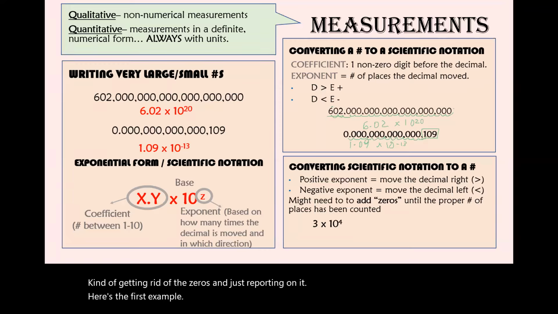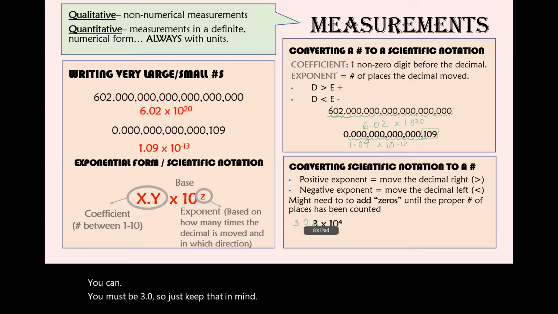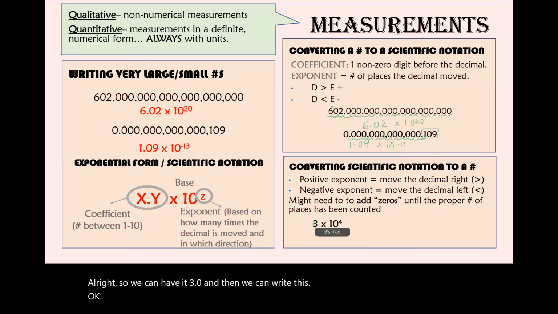By the way, you cannot write your scientific notation like this because your 3 must be 3.0. So just keep that in mind if I ever ask you to write something in scientific notation. So, all right, we have 3.0, and then your exponent is times 10 to the power of 4.